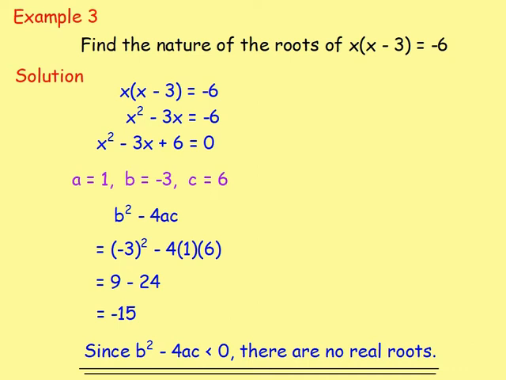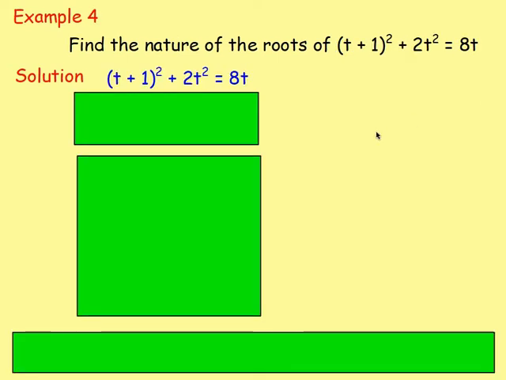Example 4. Find the nature of the roots of t plus 1 all squared plus 2t squared equals 8t.